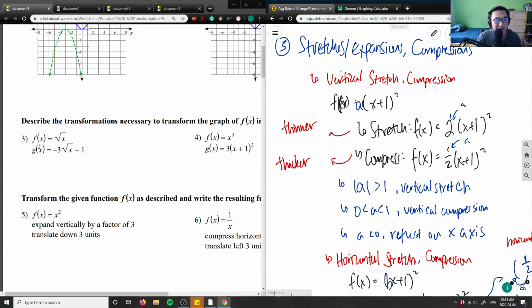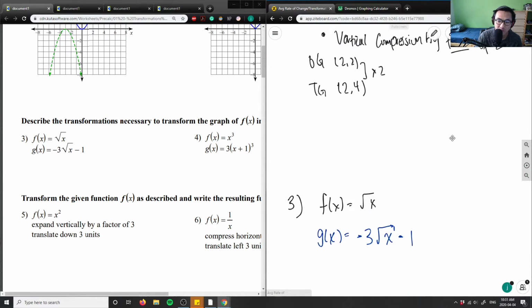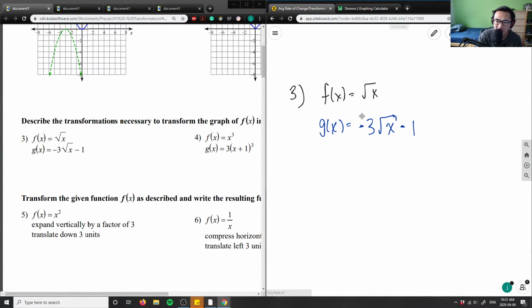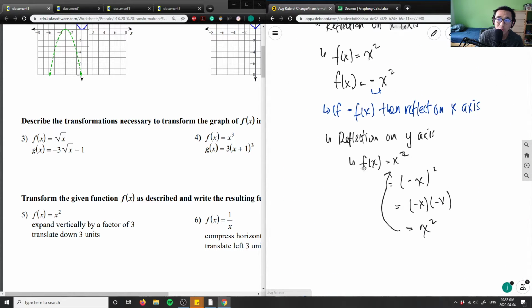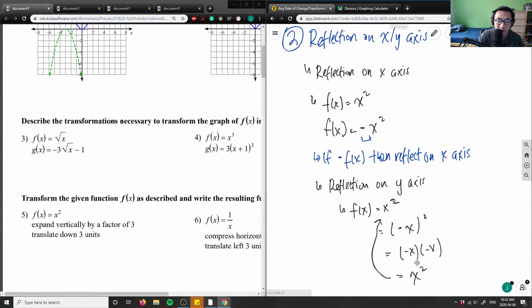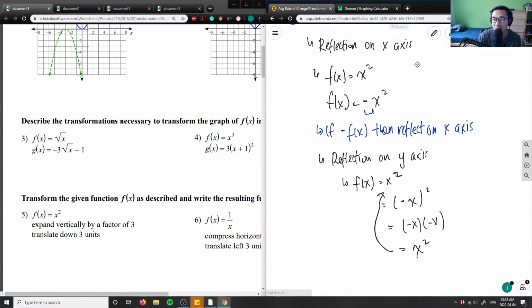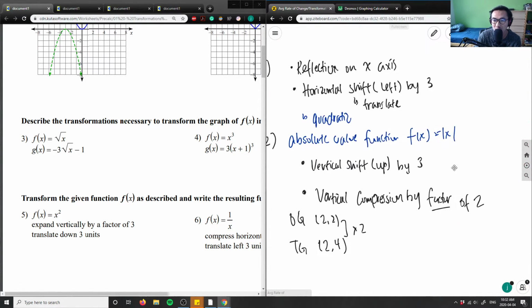So I usually work from left to right. So let's do that. From left, I see this negative here, right? And this is in front of the function. So what does that mean? Let's scroll back up to our reflection. It's going to be a reflection, but it's on the x-axis or the y-axis. In this case, if it's before the function here, it is reflection on the x-axis. So let me write that down.